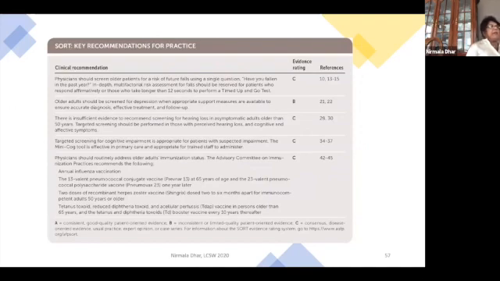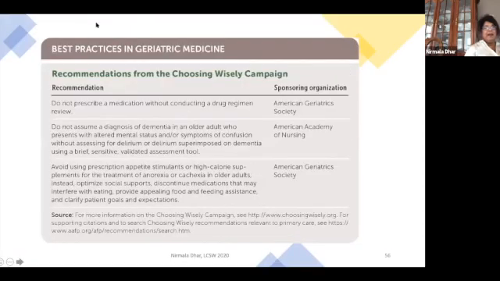Basically, just some recommendations for best practice in geriatric medication. Do not prescribe a medication without conducting a drug regimen review. Simple principle, but difficult to follow. Could you go back one slide, Kelly? Yes. Do not assume a diagnosis of dementia in an older adult who presents with altered mental state or symptoms of confusion without assessing for delirium or delirium superimposed on dementia.